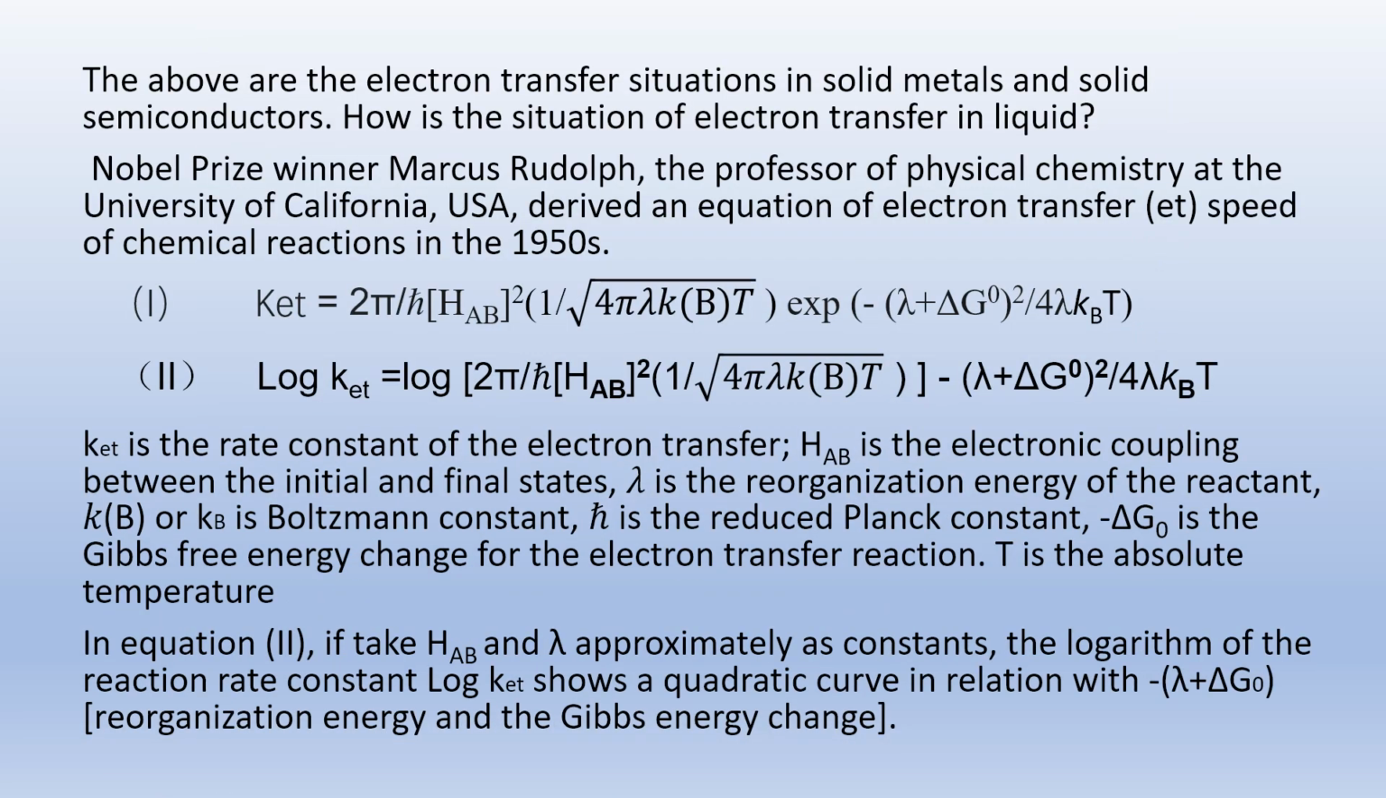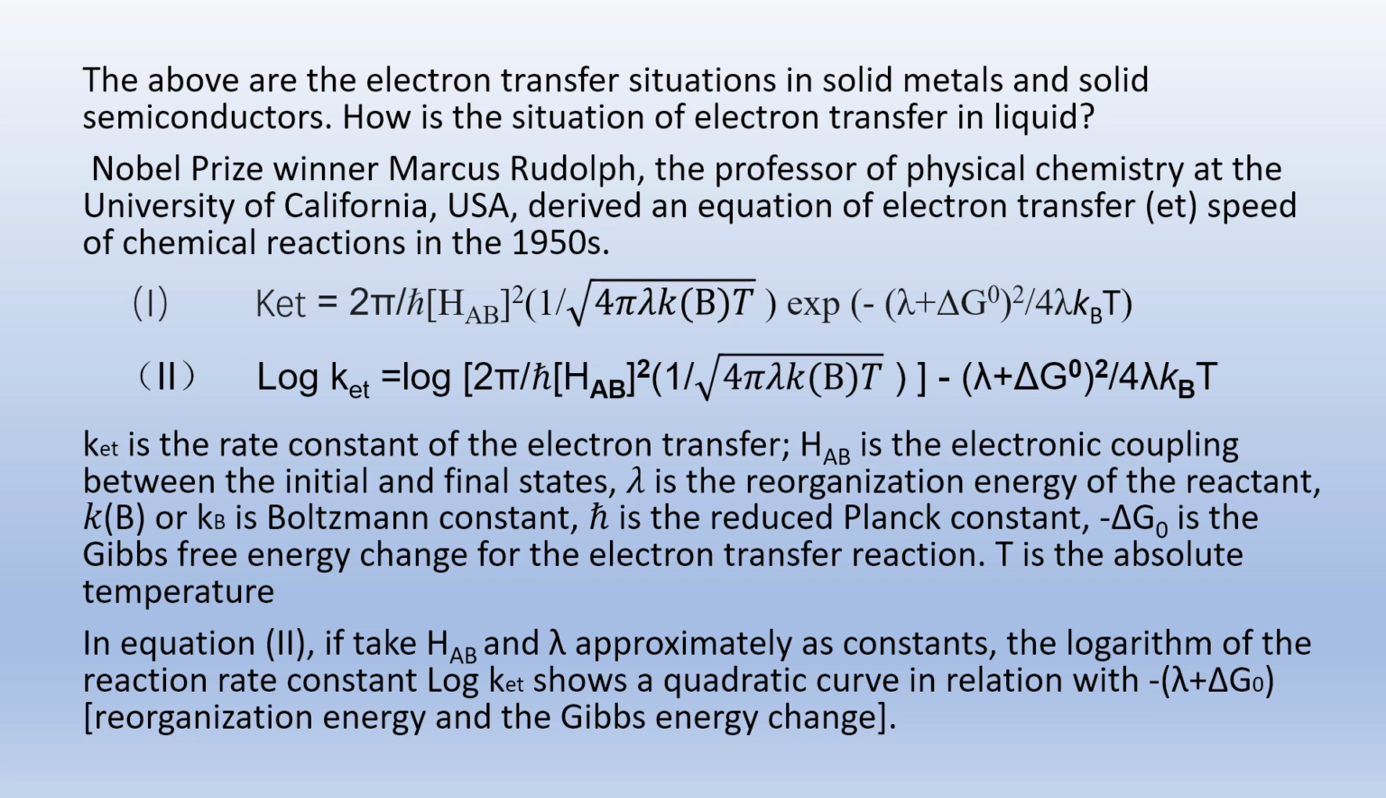The above are the electron transfer situations in solid metals and solid semiconductors. What is the situation of electron transfer in liquid? Nobel Prize winner Rudolph Marcus, the professor of physical chemistry at the University of California, USA, derived a formula of electron transfer speed of chemical reactions in the 1950s.